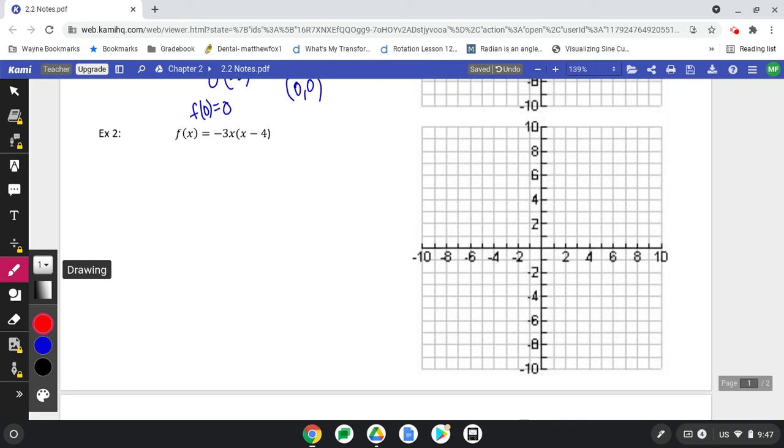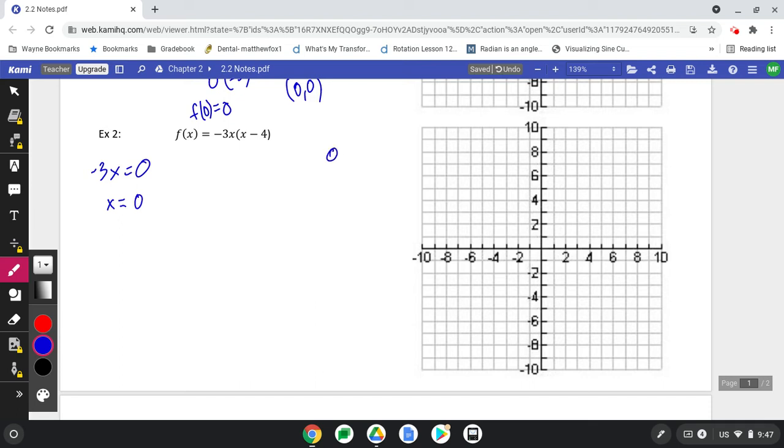So example 2 here. Once again, first step is finding our zeros. Okay, so to do this, we take each factor and set it equal to 0. So negative 3x equals 0. X will equal 0. So one of our zeros is at 0, multiplicity of 1, which means it will cross there. Okay, the next chunk, x minus 4 equals 0. X equals 4. So 4 with another multiplicity of 1, it will also cross there. So I'm going to put a dot at 0 and a dot at 4. Okay, we'll cross both of those.